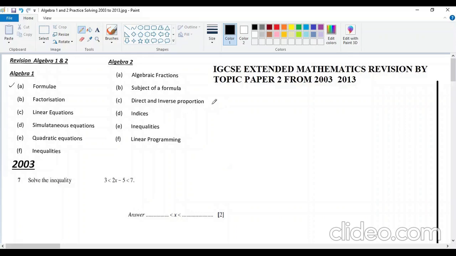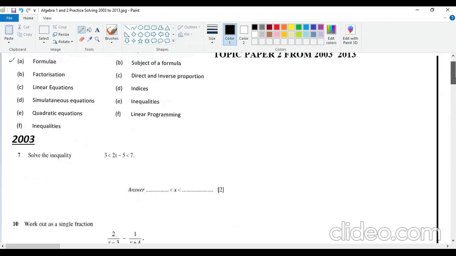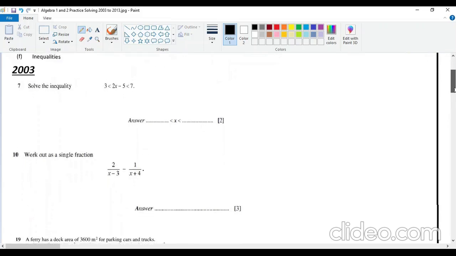As far as Algebra 2 is concerned, I'll be taking algebraic fractions, subject of the formula, direct and inverse proportions, indices, inequality, and linear programming. So the first paper that I came across was 2003, and if you download that paper of 2003, paper 2, because next video I'll be making on paper 4. So the first question over here, but in the paper, it is question number 7.